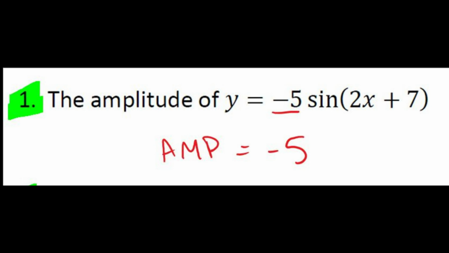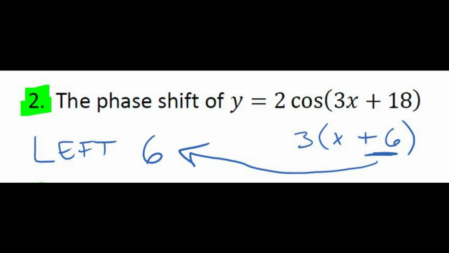Number 2 says, what is the phase shift? On this one, you have to be very careful because there is a 3 in front of that x. Before we figure out the phase shift, we have to factor out that 3 so that x is all alone. If we factor out the 3, we have to factor it out of that 18 as well. If we divide 18 by 3, you get 6. It's still positive. So a +6 there would shift the entire graph to the left 6 units. So the phase shift on this would be left 6 units.